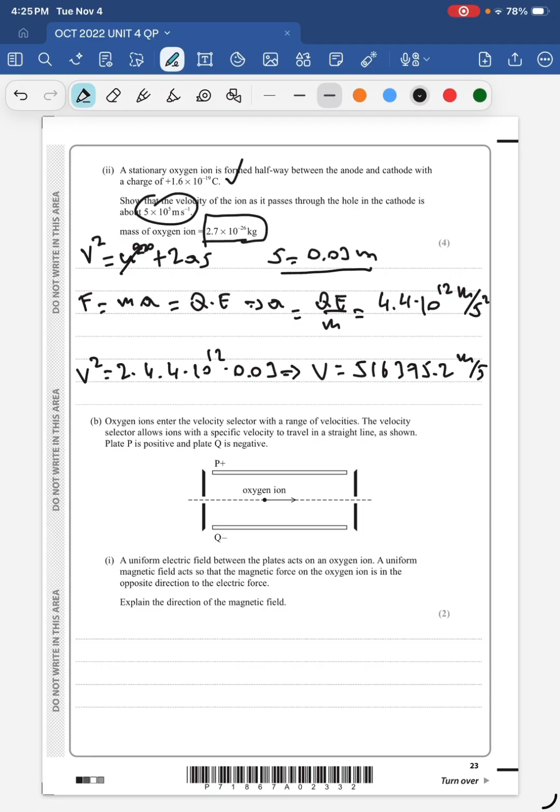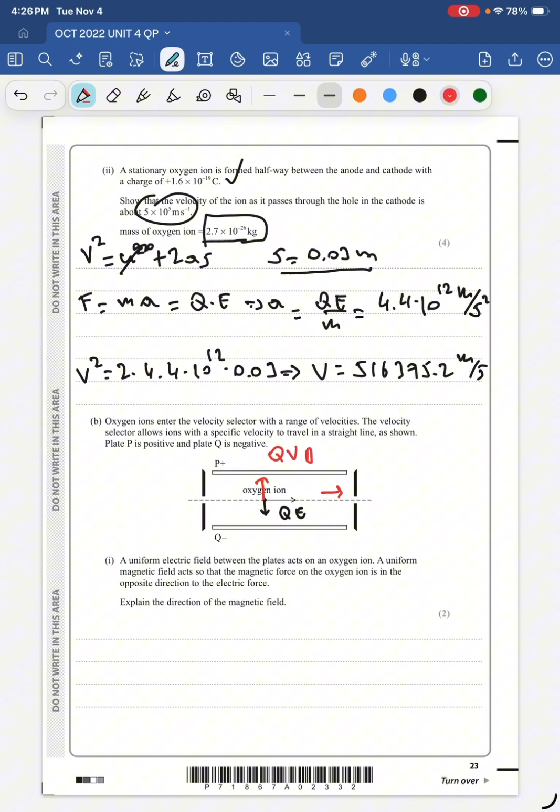Since it's positively charged, the electric force, which is Q times the electric field, is going to point downwards. So the magnetic force needs to be upwards. The magnetic force is Q V B. The velocity is in this direction. And remember Fleming's left hand rule.